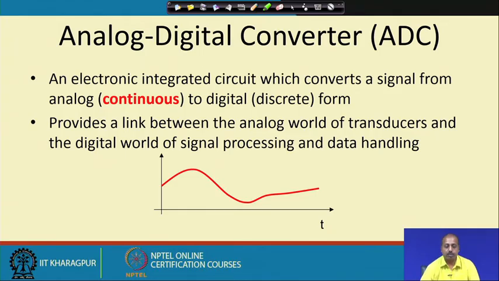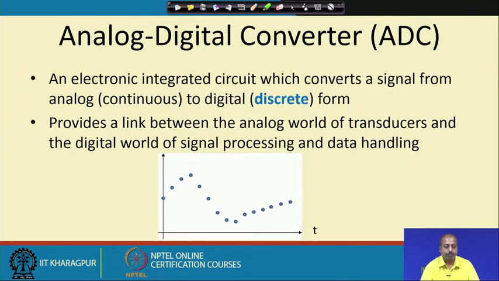Once we have some physical data converted into an electrical signal, that physical data may be temperature, pressure, some gas or whatever. There can be different types of physical quantity that we would like to measure, and that is converted into an electrical signal by means of the transducers, and then converted into a digital signal. They are now handled by the computers or other digital signal processing equipment, and the data is handled accordingly in the digital form.